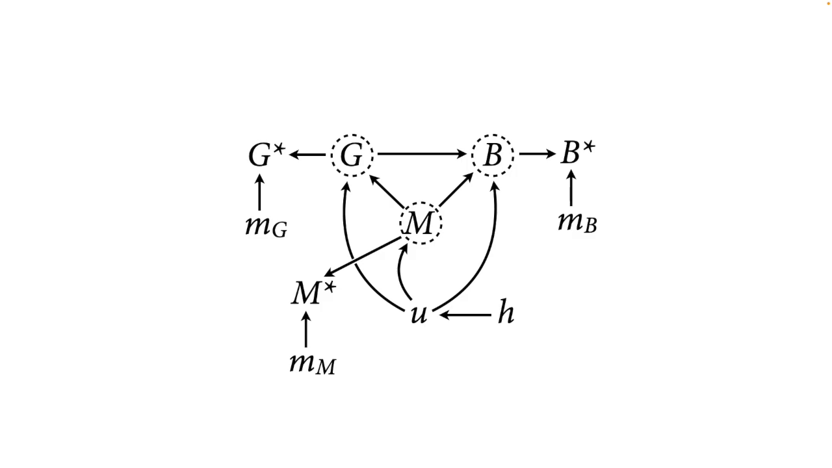Welcome back. Before the break, I had added missing values to group size, but obviously all three of these variables, M, G, and B, have missing values, so I've added the analogs for them, a B star for the observed brain sizes, and an M star for the observed body masses, and then missingness mechanisms for each of them.